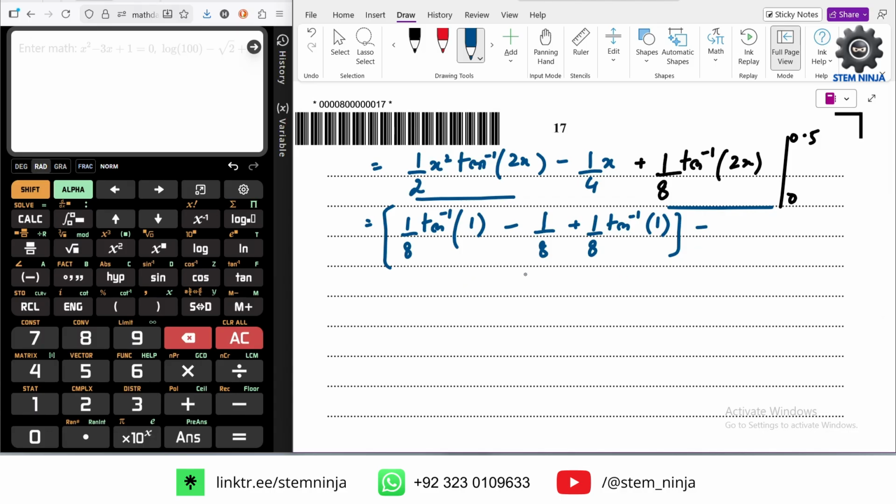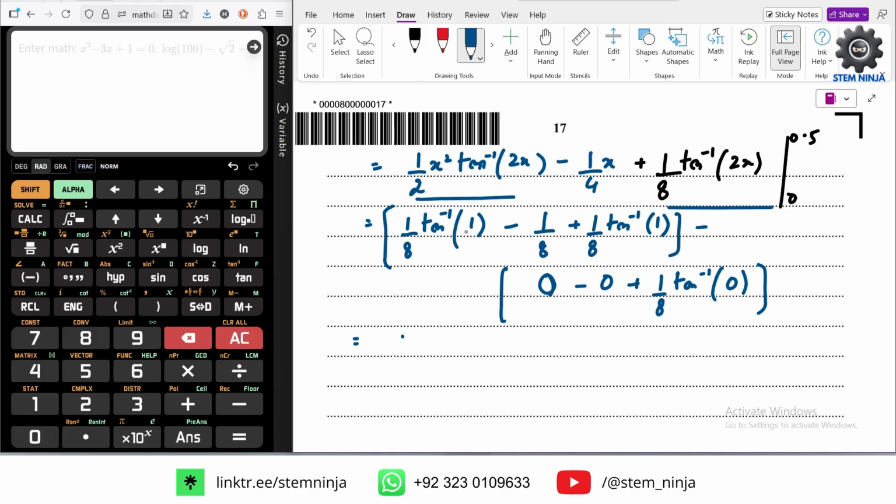minus half of 0. Actually, this entire thing would become 0. So 0 minus 0 plus half, 1 over 8 tan inverse of 0. Tan inverse of 0 would also be 0, by the way, simply. So you have tan inverse of 1 is pi by 4.